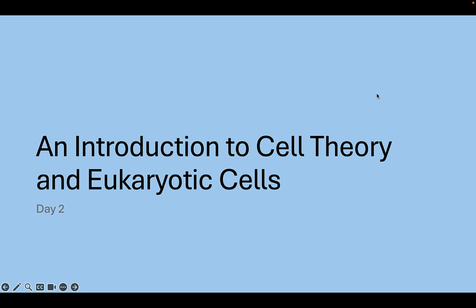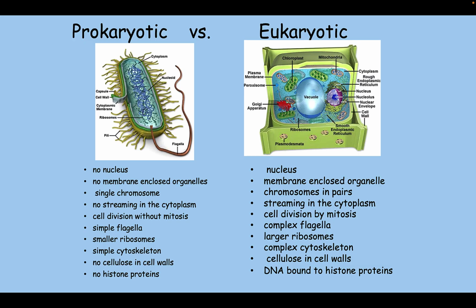Continuing on to talk about the cell theory and eukaryotic cells, we've talked about prokaryotic cells and we had a little quiz about prokaryotic cells. So now we need to talk about eukaryotes. In general, we'll talk about eukaryotes and then we'll talk about specific eukaryotes after that. So we begin by talking about the major differences between a prokaryotic and a eukaryotic cell.